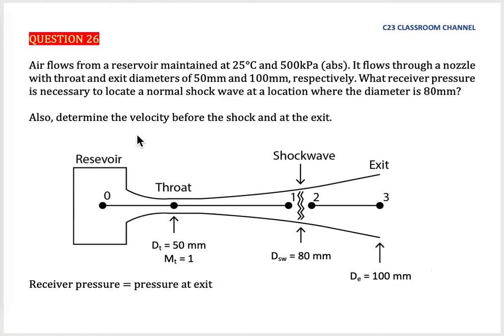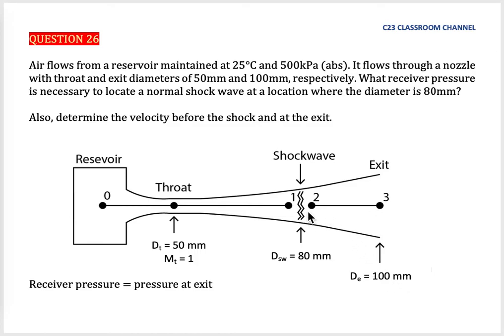Also determine the velocity before the shock and at the exit. From this question, we can draw a diagram like this. We have a reservoir here, and we assume that it has a high pressure, but the velocity is zero. So we could say that the pressure here is the stagnation pressure. Then we have the throat here, and we imagine the Mach number at the throat is equal to 1. The diameter is 50 millimeters. And then we have an exit here with diameter 100 millimeters.